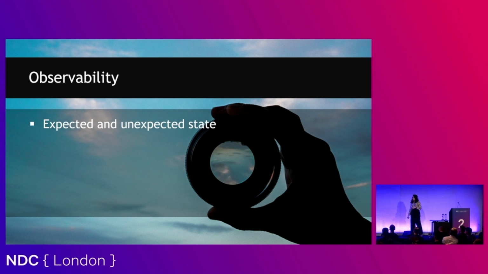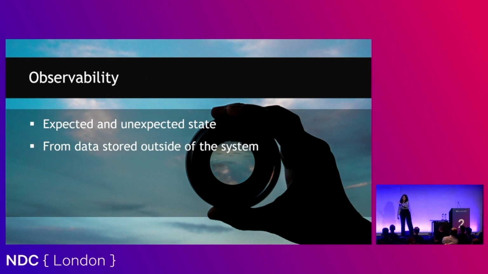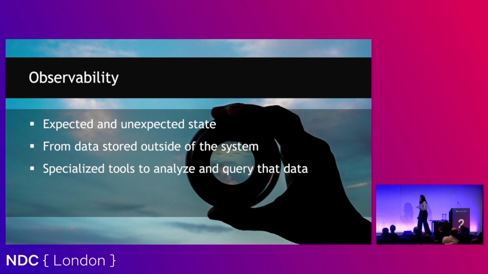Now, also, we want to be able to do that based on data that is stored outside of the system. So no going into your SQL Server database and querying data. That doesn't mean that your system is observable, because you're going into the system to get that insight. We want to be able to do that based on information that is stored outside of the system. And we also want to use specialized tools to actually analyze and query that information. And our main goal is that we can then extract actionable insights from that information to then go back to our application, improve it, make some changes, and see what can be improved. Maybe there's a bug to fix, or maybe there's some performance that we want to improve upon.